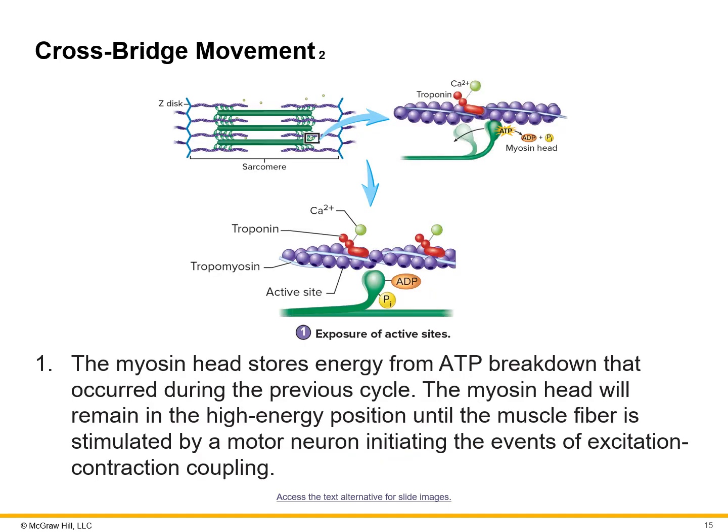All right, so just kind of looking at this in a little bit more detail. Again, that myosin head stores the energy from ATP breakdown. So the myosin head remains in the high energy position until the muscle fiber is stimulated by the motor neuron, and that causes the excitation contraction coupling to occur. So again, we have our active sites here on the actin where it wants to bind to the myosin head region. Again, we have calcium interacting with the troponin that alters that tropomyosin.